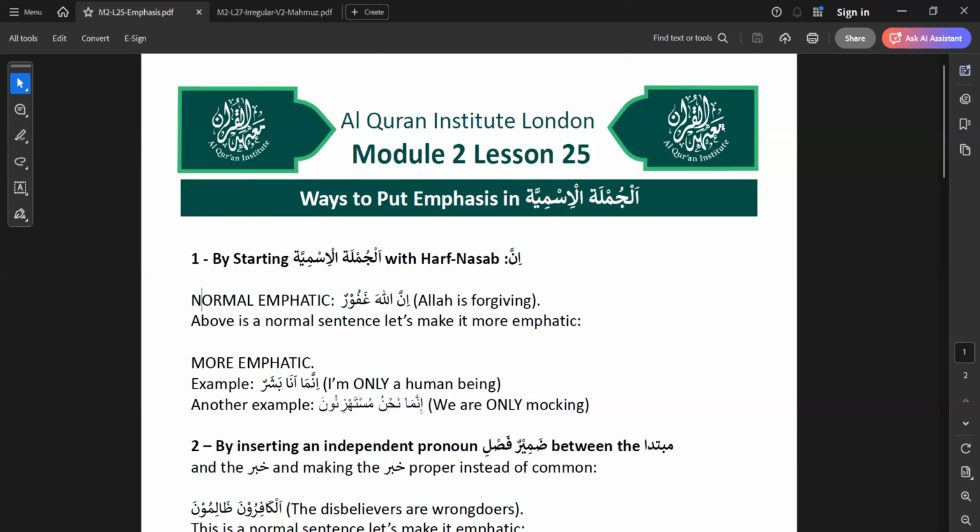And we will be going through different types of emphasis. First, what we're going to touch on is how can we make that even more emphatic? How can we give it more emphasis? So inna, in the simple sense, adds emphasis. But to make it more emphatic, and this is something you should be familiar with already, we make slight changes. So an example here, if we look at Inna Allah ghafurun, Allah is forgiving. To make it more emphatic, you have an example, Innama ana basharun, for which the meaning is, I'm only a human being. So you notice innama.